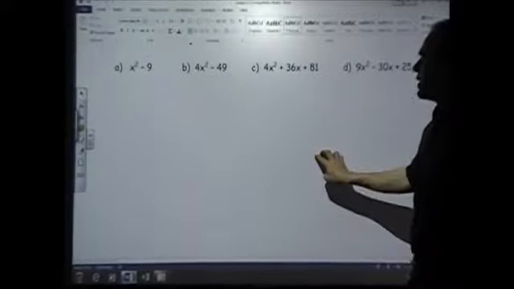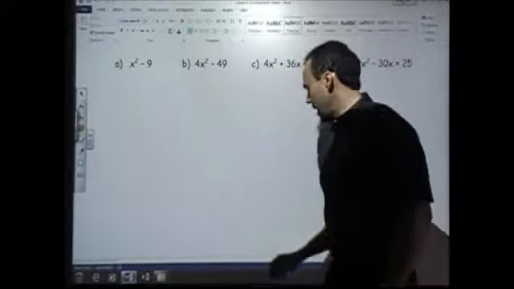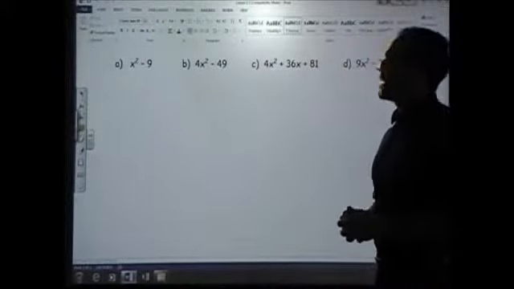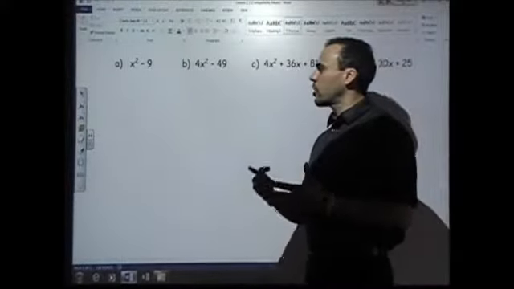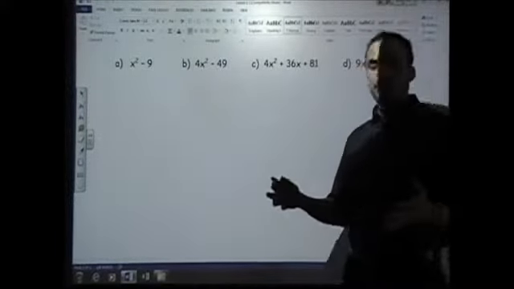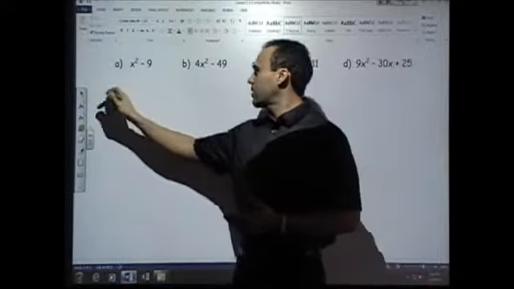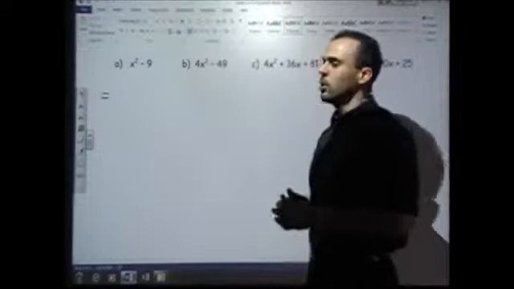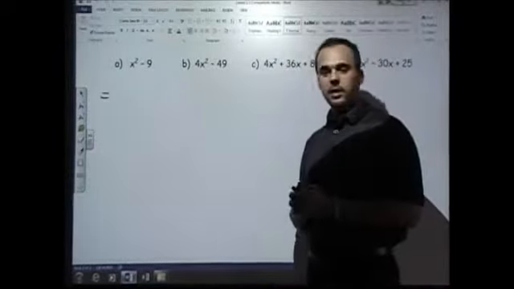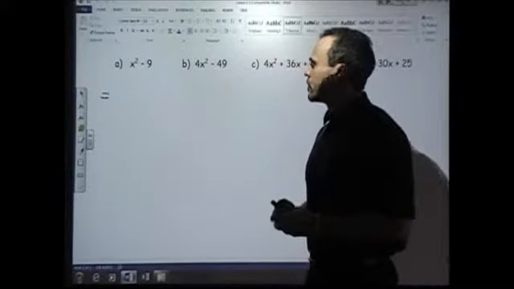Question A, that says x squared minus 9. There's only two terms there. It's not a trinomial, it's just two terms. So then you ask yourself, is there a common factor? And the answer is no, there's no common factor. So is it impossible? No, it's not. You have to check to see if it's a difference of squares.